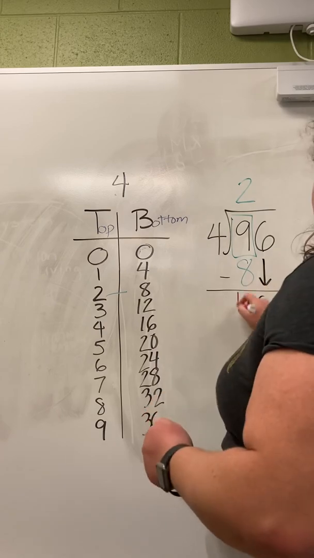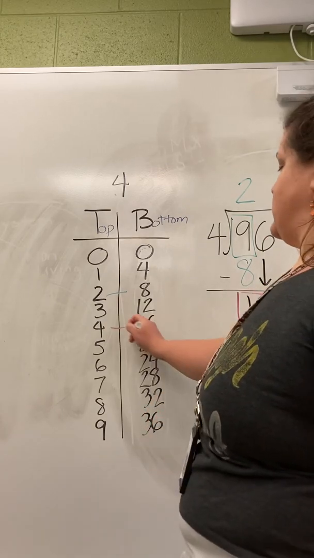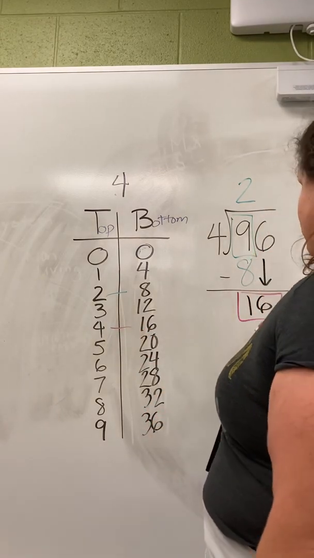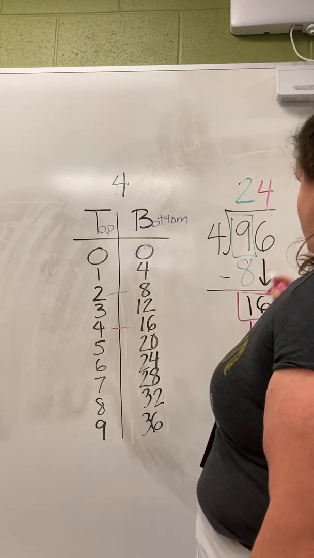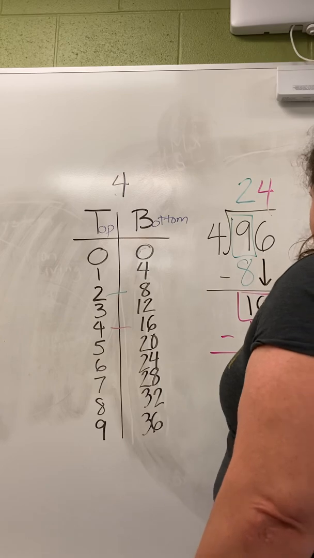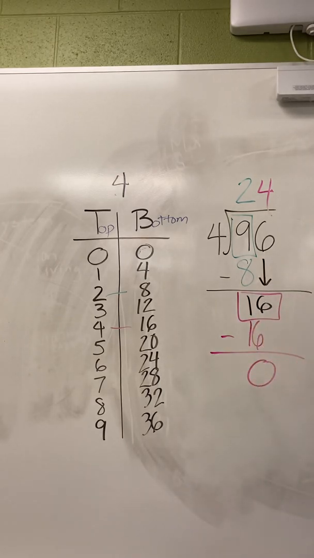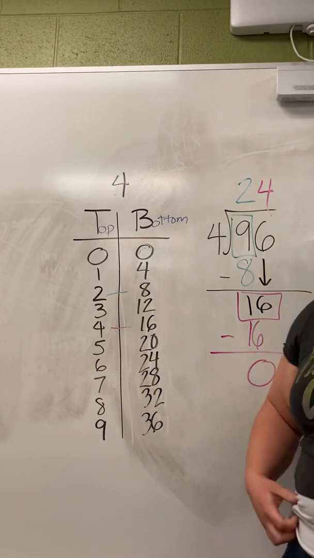So then 16, closest to 16 is 16 because it's equal. 16 goes on the bottom, its pair is 4. 4 goes on the top. I subtract. 16 minus 16 is 0. And so my answer for 96 divided by 4 is 24.